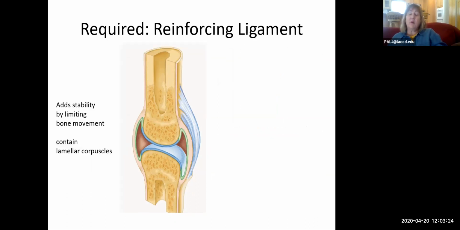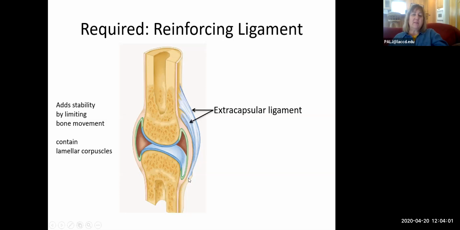All right. Another required element is a reinforcing ligament. So we are going to have a ligament which is going to connect the two bones, and this is dense, regular connective tissue where all the fibers are aligned in the direction of the joint, so it's going to add stability. And it's going to contain Pacinian corpuscles, a sensory receptor to help you with your sensory input.